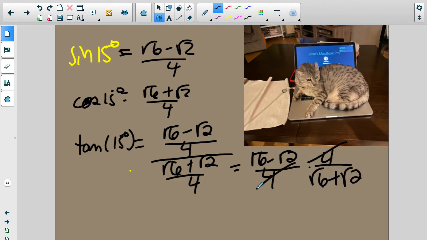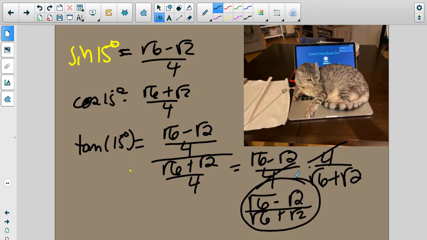And this cancels. My answer is square root of 6 minus square root of 2 over square root of 6 plus square root of 2. Let's just hold that for a minute, okay? If you use the identity, you got something that looks far different from that, okay?